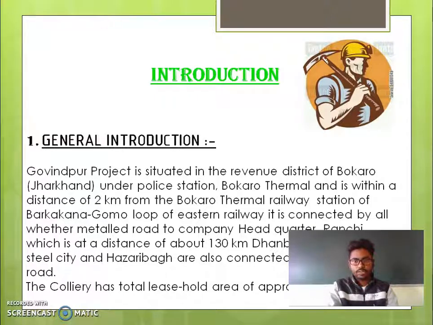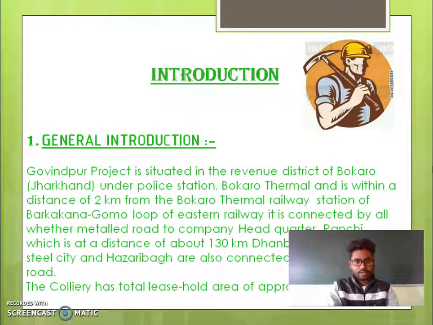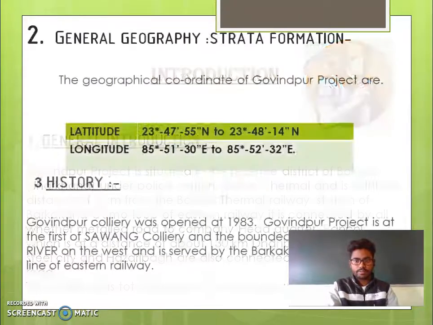Bokaro Thermal railway station of the Barkakhana Gomoh line of Eastern Railway is connected by metal road to the company headquarters at Ranchi, which is at a distance of about 130 km. Dhanbad, Bokaro Steel City and Hazaribagh are connected by metalled road. The colliery has a total leasehold area of approximately 661 acres.